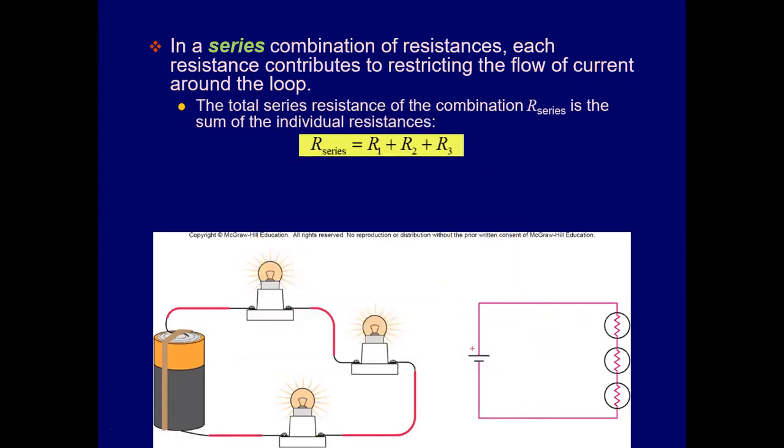Okay, so the total resistance in the system will be the addition of each resistor. So the total resistance in this circuit will be R1 plus R2 plus R3. What is R1, R2, and R3? Those are the resistance of each bulb. So the units for R1, R2, and R3 is ohms.